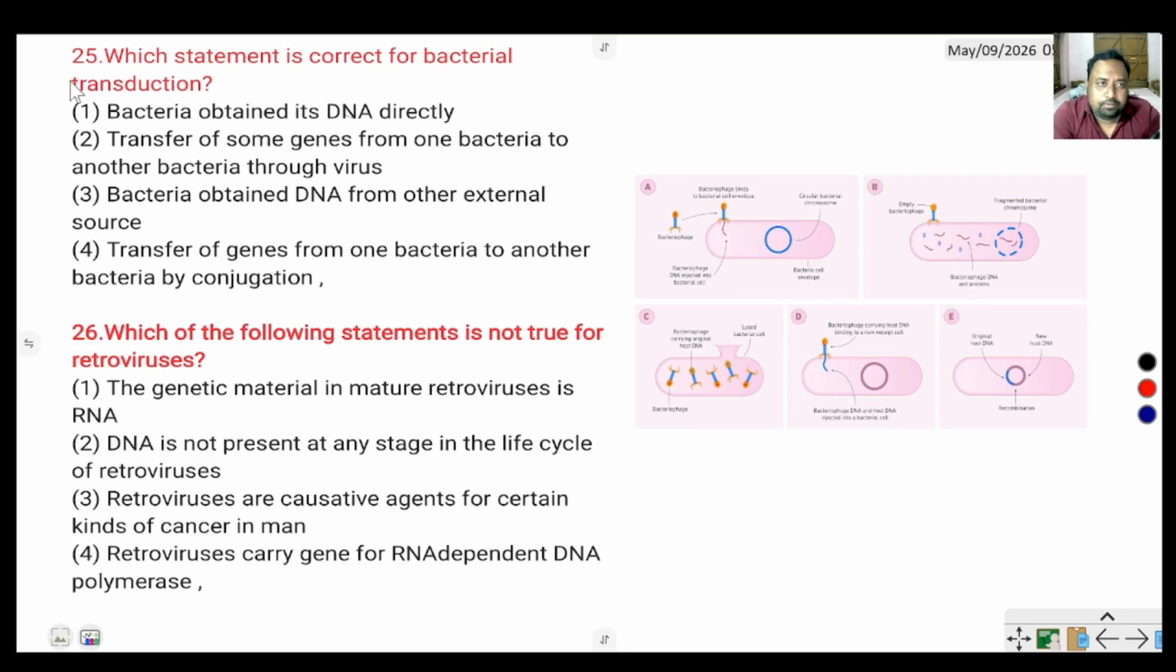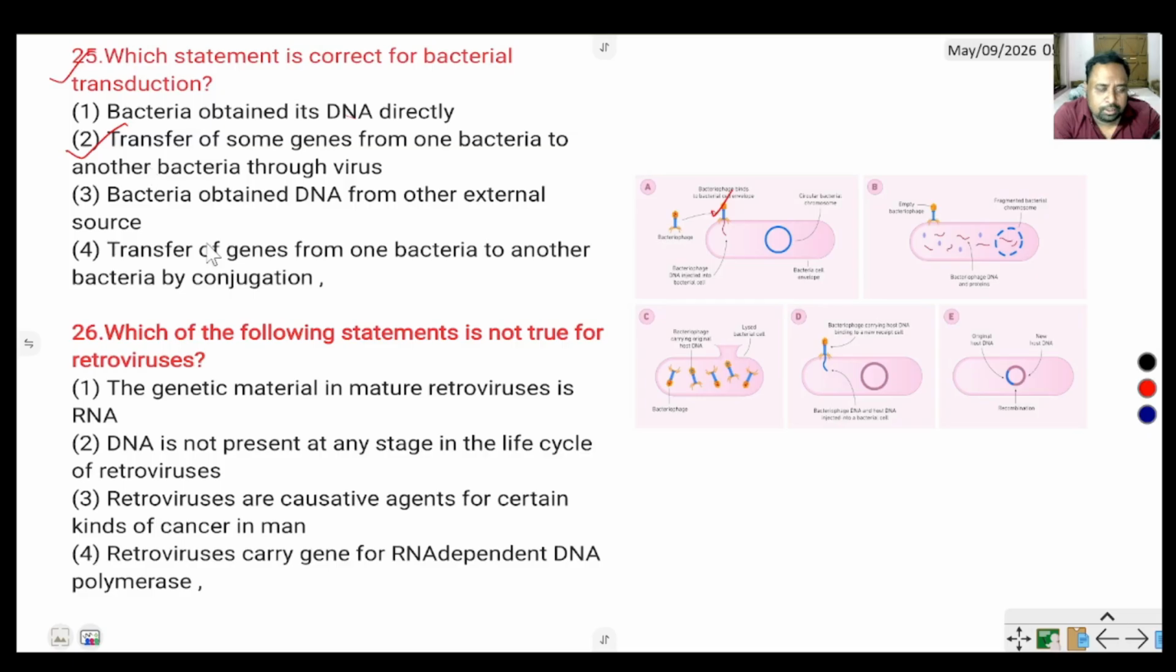Which statement is correct for bacterial transduction? So what is the transduction process? Transduction means transfer of bacterial DNA from one bacterium to another bacterium by a bacteriophage virus. It is called bacterial transduction. A transfer of some genes from one bacterium to another through a virus. This is the correct answer.